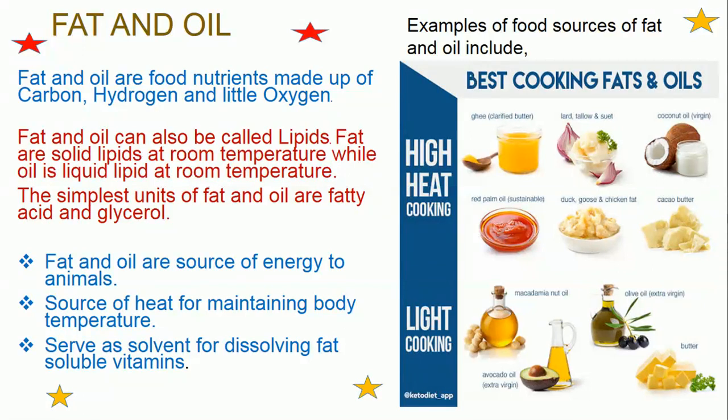Now let's look at the importance of fat and oil. Number 1, fat and oil are sources of energy to animals. Number 2, they are a source of heat for maintaining body temperature. And number 3 is that they also serve as solvent for dissolving fat-soluble vitamins.